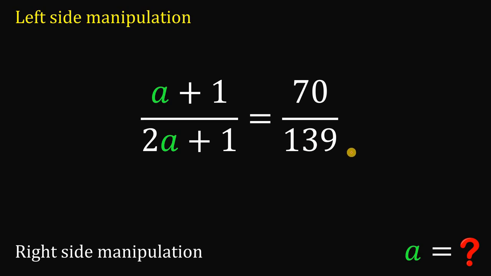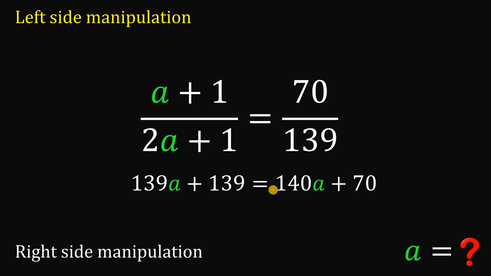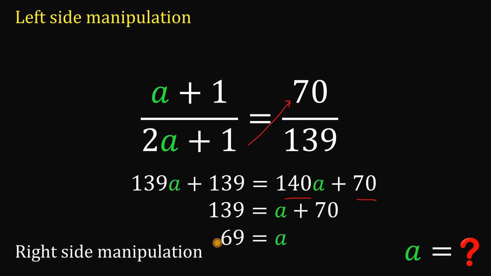Now, what we're going to do is to cross multiply. This is our first method. If we cross multiply this, we get 139 times a plus 1 equals 2a plus 1 times 70. This will give us 140a plus 70. Next, let's solve for the value of a. Let's subtract 139a on both sides. If we do that, we get 139 equals a plus 70. Then subtract 70 on both sides, and we get that the value of a equals 69. So using our first method, the value of a is 69.